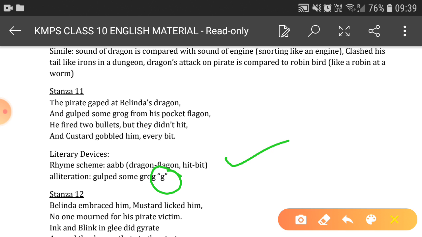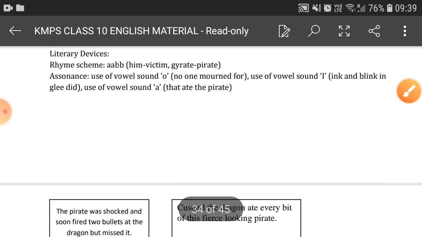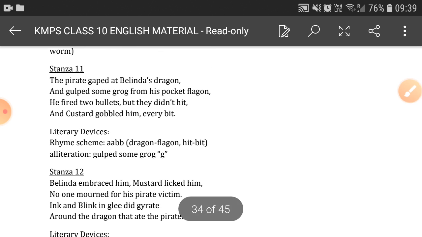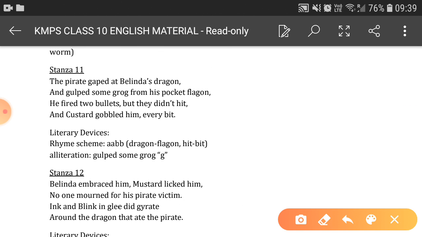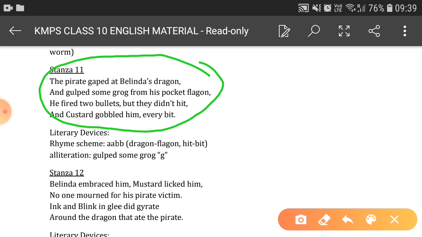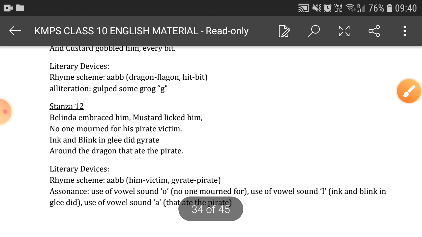Gulped some grog. As far as the plot is concerned, we can see the pirate gaped at Belinda's dragon and gulped some grog from his flagon. He fired 2 bullets but they didn't hit, and Custard gobbled him every bit. So you can see how the fighting was done between the dragon and the pirate. The description is given here.